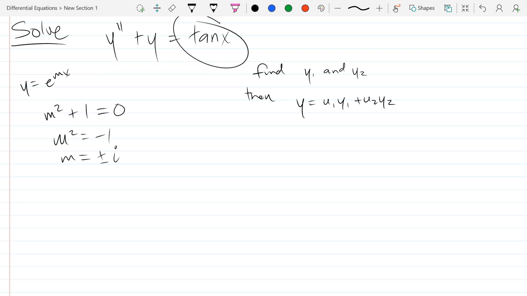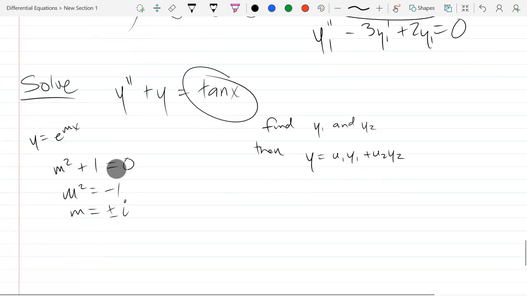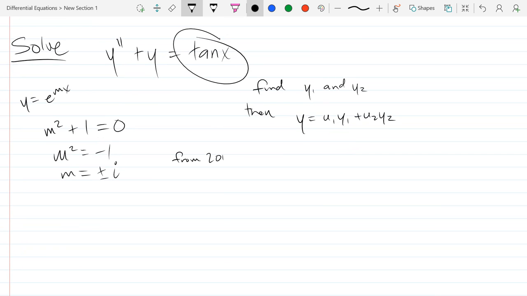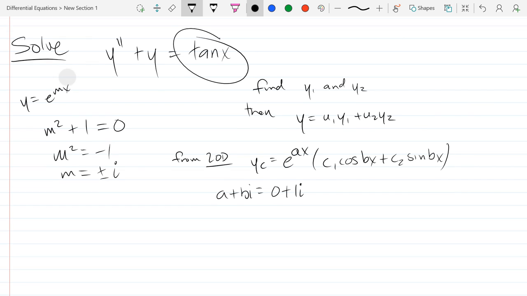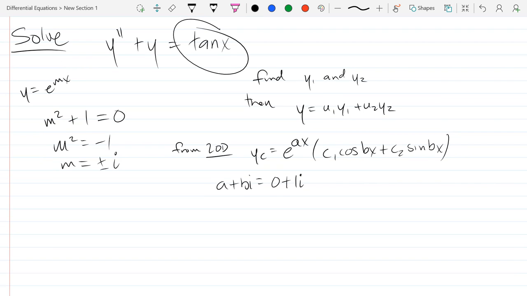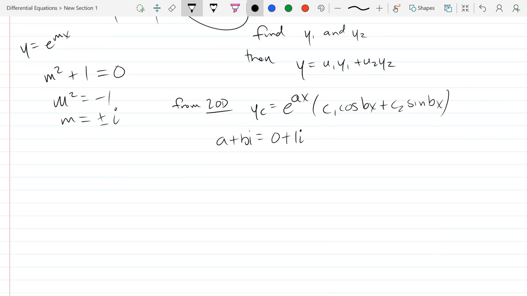If I saw, like the last time, e to some power of x, I'd probably go with one of the other choices. But you have four choices. Make a good choice. So we're going to go with the last one. So this is section 20D. I think somewhere along the way, I said it didn't matter if you choose B to be positive or negative. So just go ahead and choose it to be the positive version. So A is 0, B is 1.